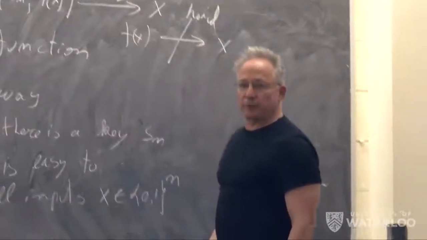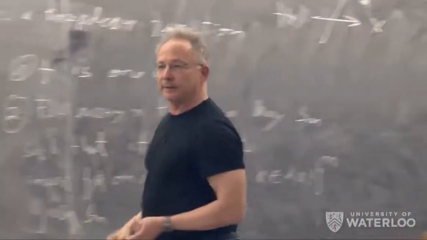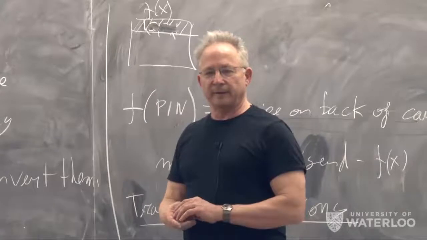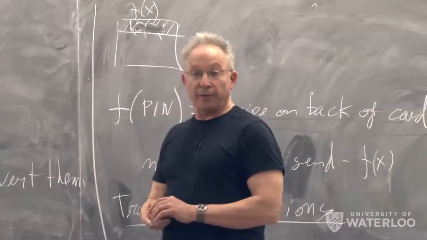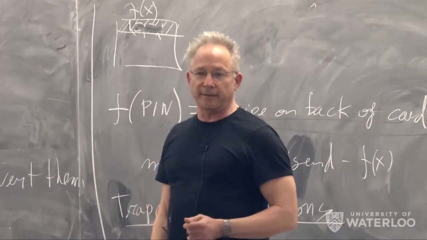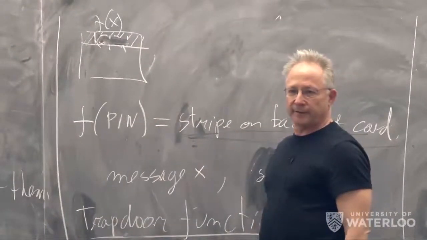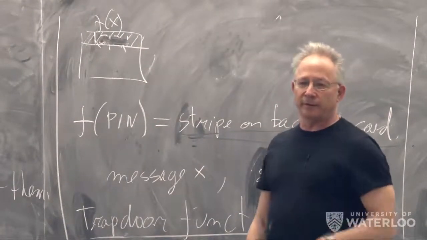So these are trapdoor functions. You have this secret. Yes? For a one-way function, if you know what f is, can you invert it? No, you know what f is and you cannot invert. That's the whole point. Because all the ATM machines know what f is, and still you cannot invert it.